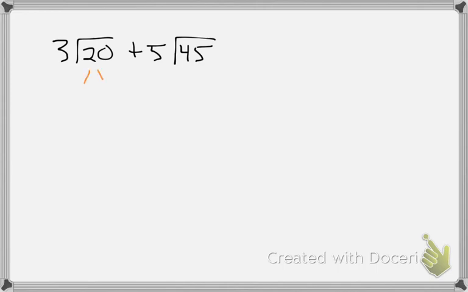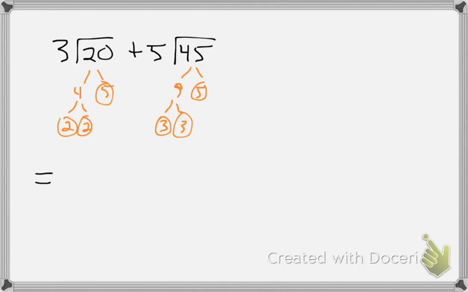What do you got for 20? 2 and 10. 2 and 10 is fine. Eventually you'll break it down to the same. What do you got for 45? 9 and 5. I knew y'all judged by 9, so I fixed it.